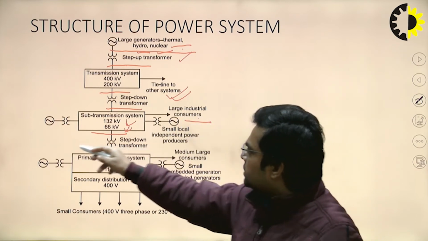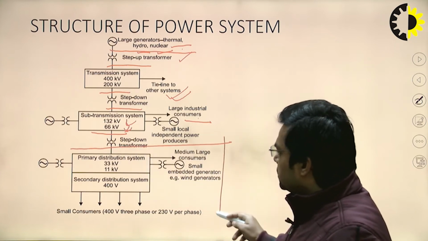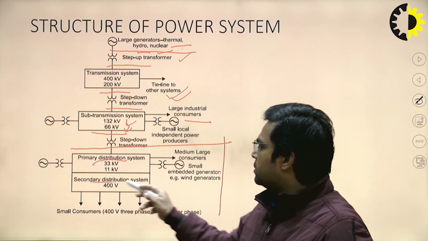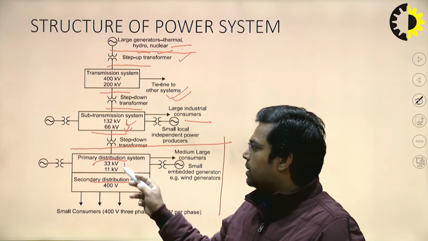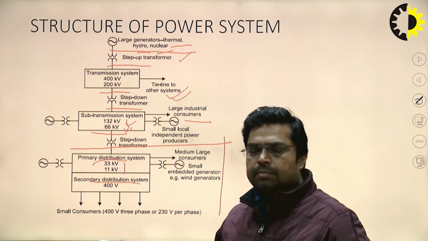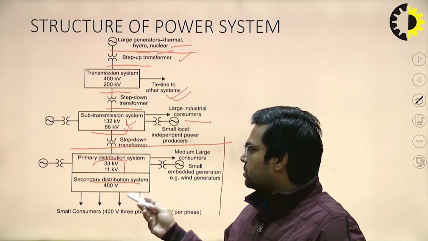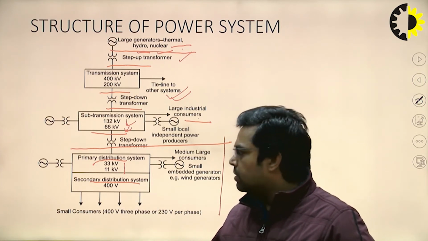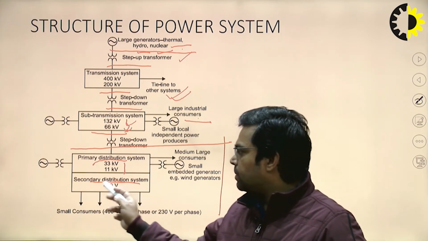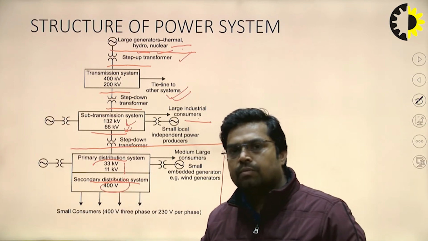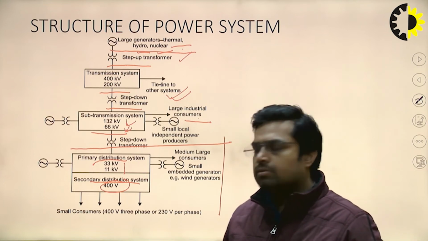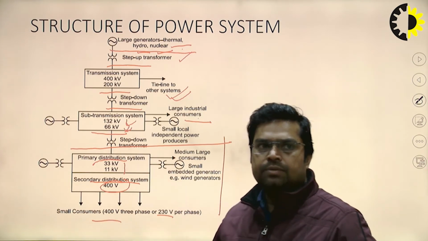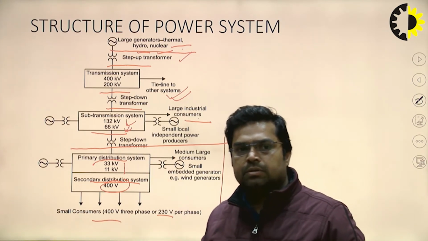Then the last step, that is the distribution side. This distribution side may be primary distribution and secondary distribution. Primary distribution is in the range of 11 kV, 33 kV or somewhat lower, and the secondary distribution will be for single phase load consumers or 3-phase consumers, like 3-phase consumers at 400 volt or 420 volt, and for the single phase load it is 230 volt. So accordingly, they will be classified. This is the basic structure of the power system.